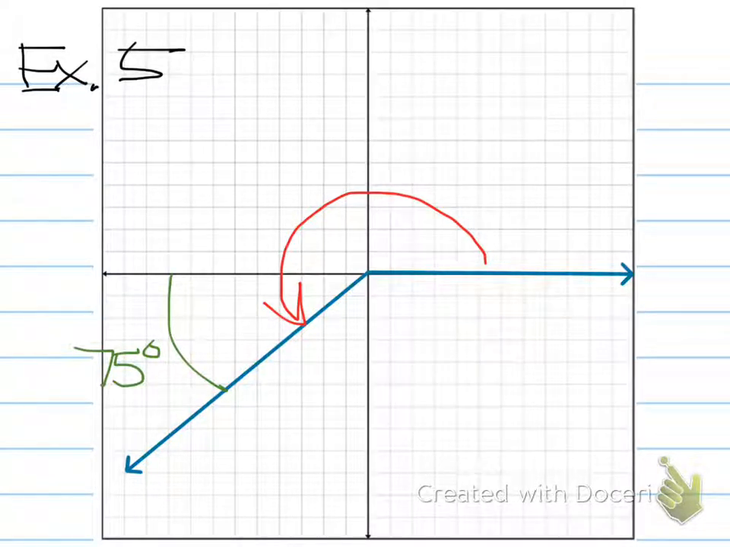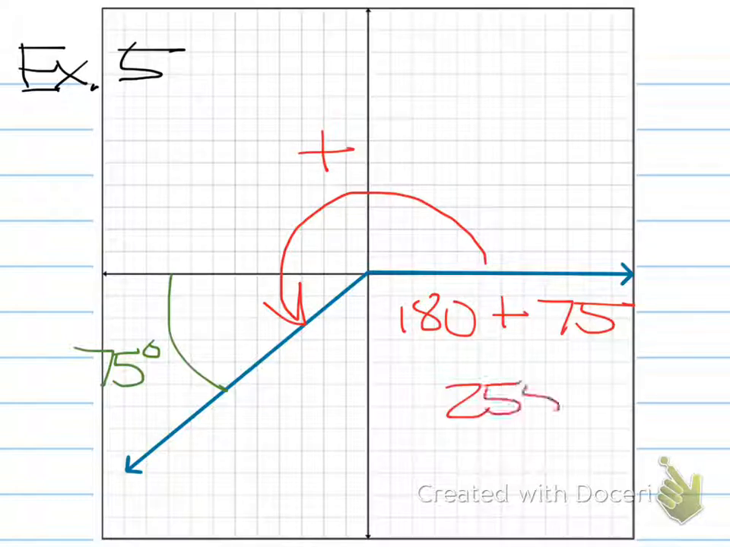We're going to have a positive angle measure, since the rotation is counterclockwise. And we're going 75 degrees past the negative x-axis. So we're going to be adding 75 to that 180-degree angle, the angle formed by the positive x-axis and the negative x-axis. 180 plus 75 is 255.